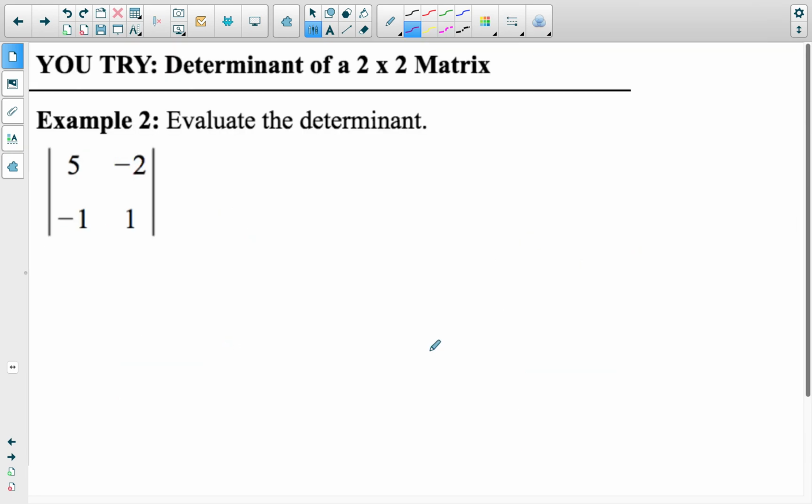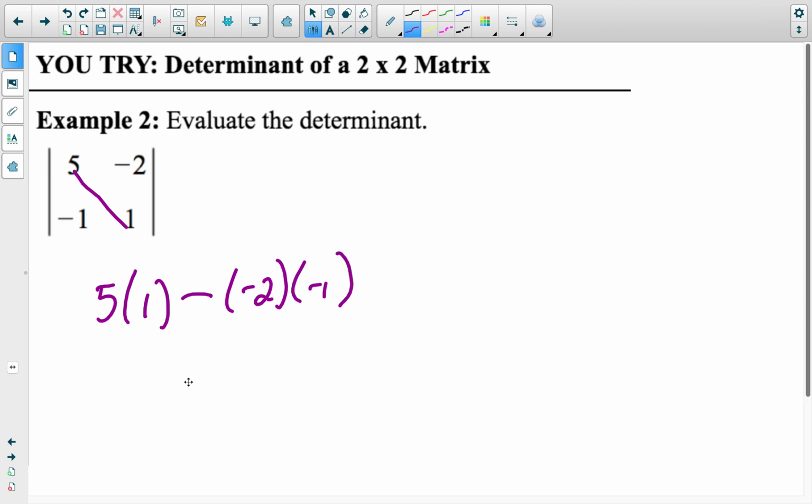All right, so this first one, you're going to take 5 times 1 minus negative 2 times negative 1. When you evaluate that, you have to be very careful with your negatives. 5 minus 2 will give you 3. So 3 is your determinant.